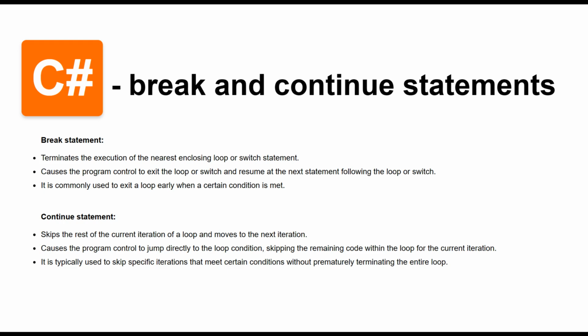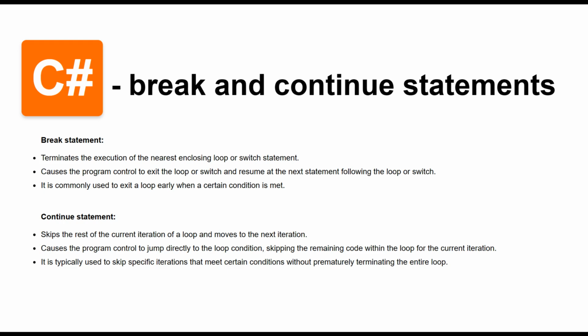This means that the execution of the loop or switch statement stops at the point where the break statement is encountered, and the program continues executing the code after the loop or switch statement. On the other hand, the continue statement is used to skip the rest of the current iteration of a loop and move on to the next iteration.